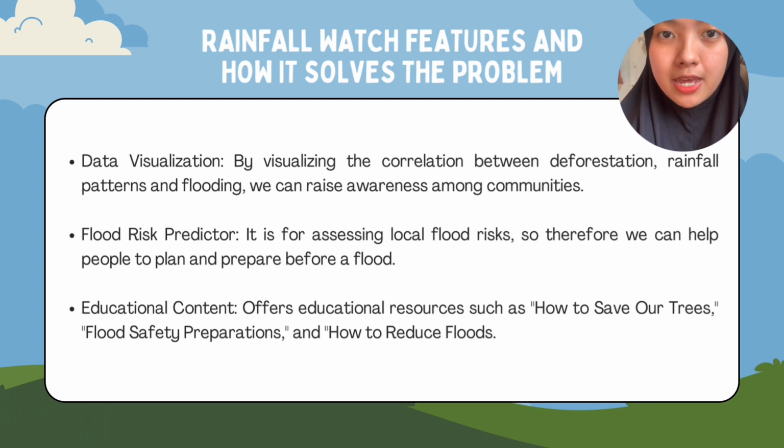The second feature is we have flood risk predictor. It is a tool for assessing the flood risk, so when raining, people can predict the flood risk at their area by using the rainfall precipitation. Therefore, we can help people to plan and prepare before a flood.